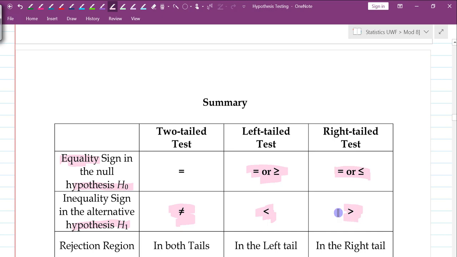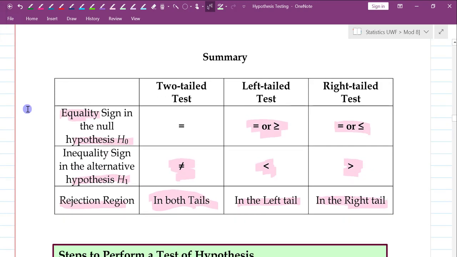The rejection region for a two-tailed test is in both tails. The rejection region for a left-tailed test is always in the left tail. The rejection region for a right-tailed test is always in the right tail. So make sure you know this, maybe take a picture of it, so that you can reference this as you go through. It'll help you understand the material better and get the problems right sooner rather than later.